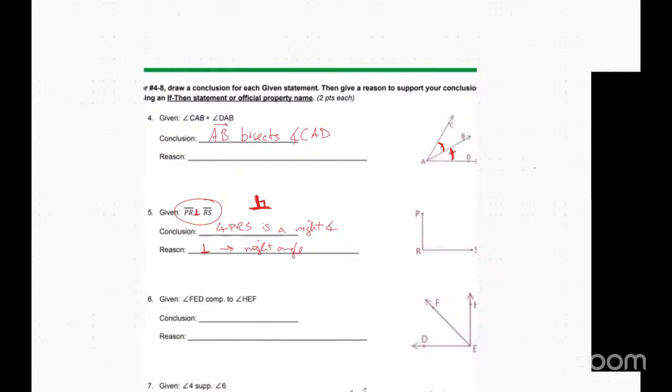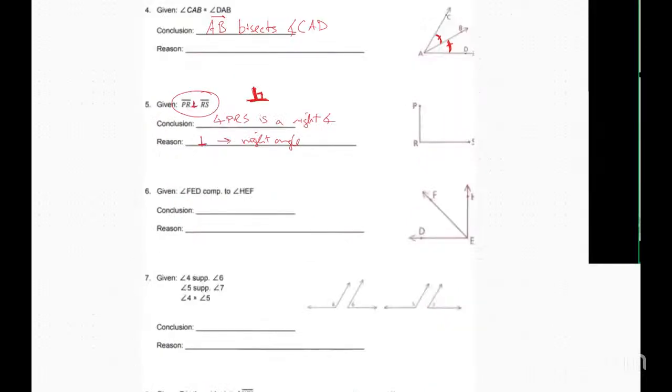What would 6 be? Look at it and think it through. Oh, so they're complementary. So that means they add together to equal 90. Hmm. So this and this, HEB, are complementary. So this is a right angle. Very good. That's it. Angle HED is right. Good. Yep. And what would the reason be again?